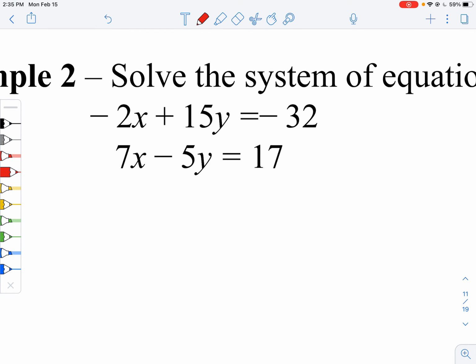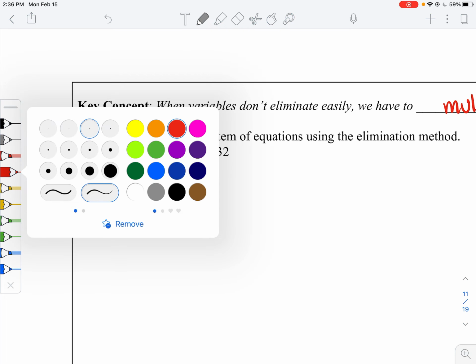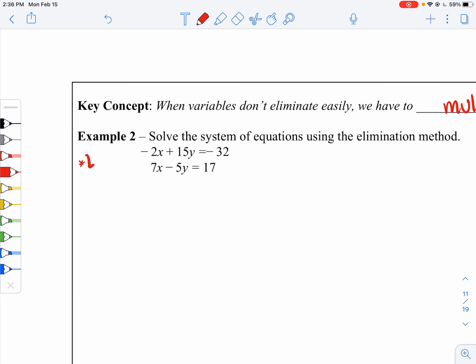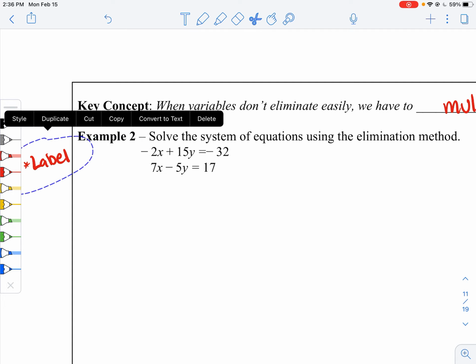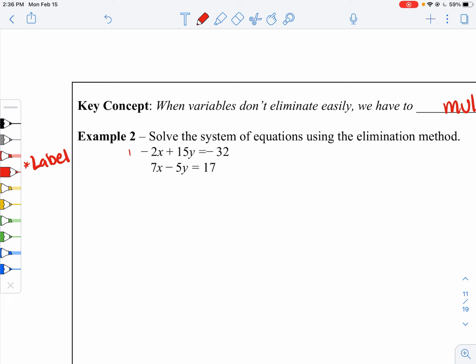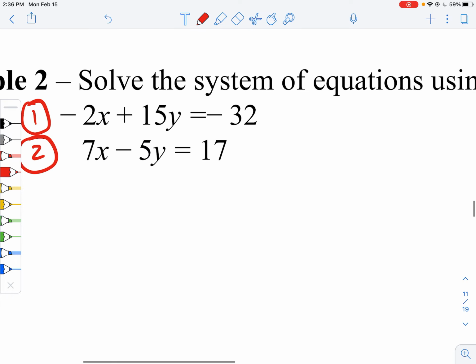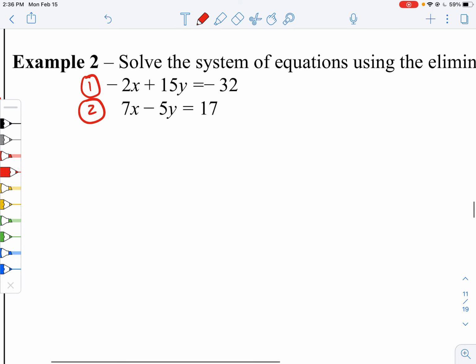So the very first most important thing to remember is to label your equations. Make sure you're labeling them, and I always take my labels and put them in a circle. So this is equation 1, and this is equation 2. Because what we're going to do is write down exactly what we want to do.